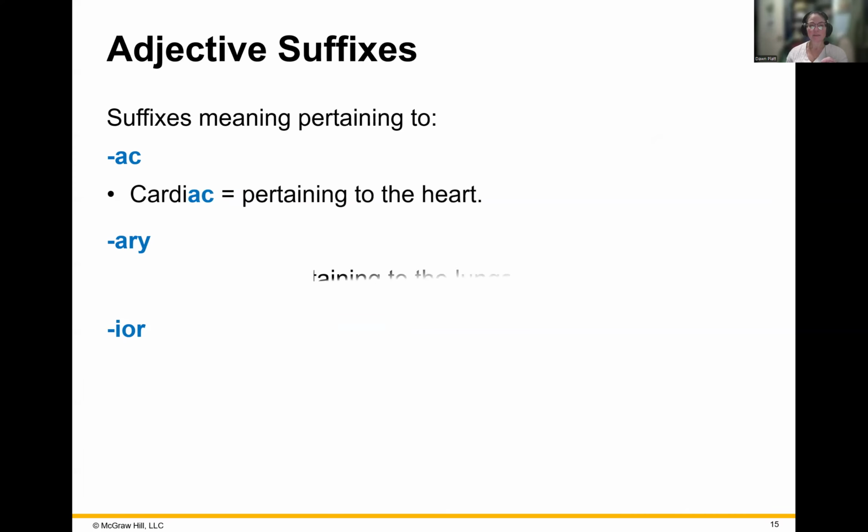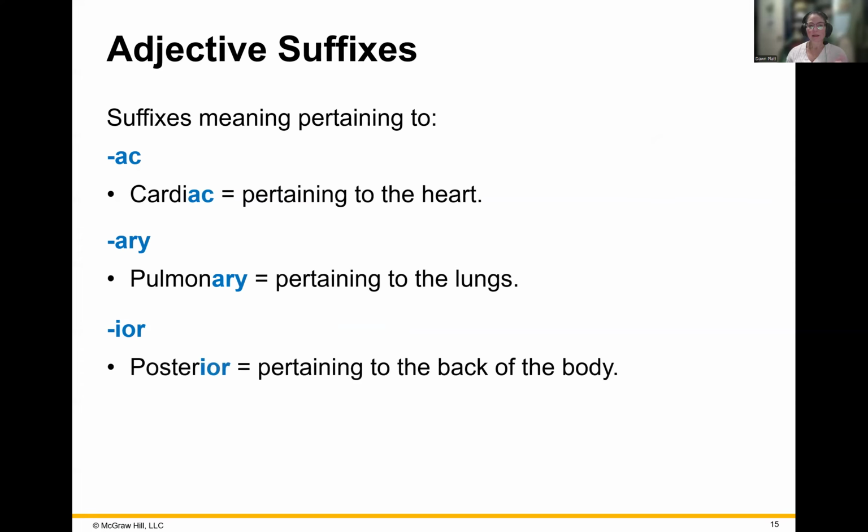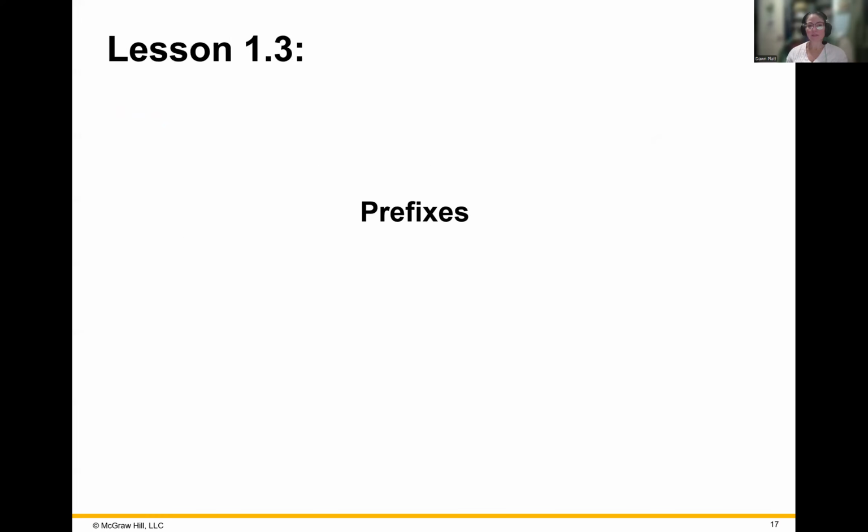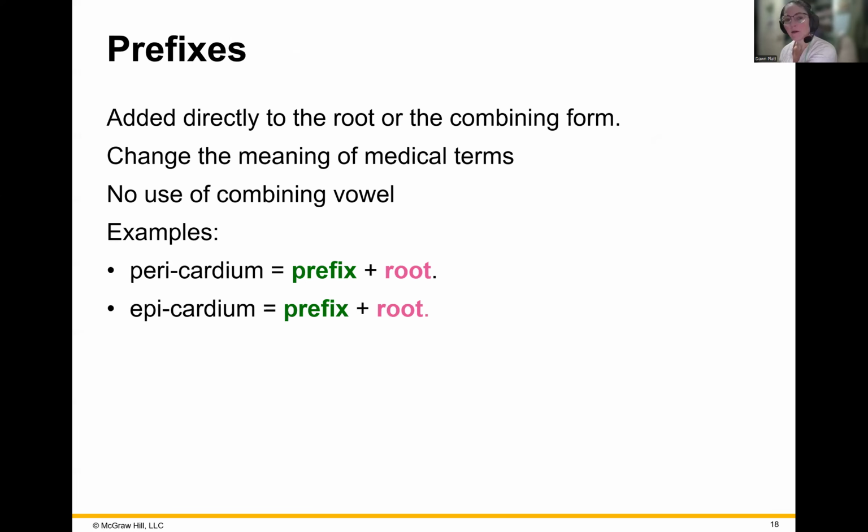And then adjective suffixes here. AC means pertaining to, ARY means pertaining to, IOR means pertaining to. I'm going to tell you that there are a lot of suffixes that mean pertaining to, and it's just a matter of memorization. So noun suffixes, here are some examples of noun suffixes you can see on your screen. Take a look in your book, and determine what those different suffixes mean. Now let's go on to prefixes.